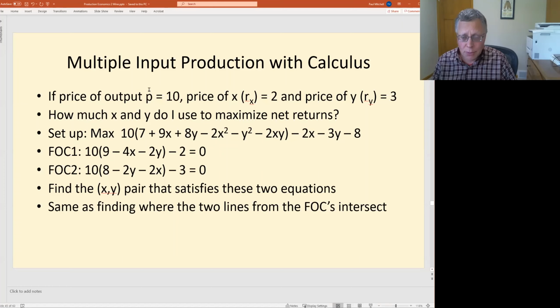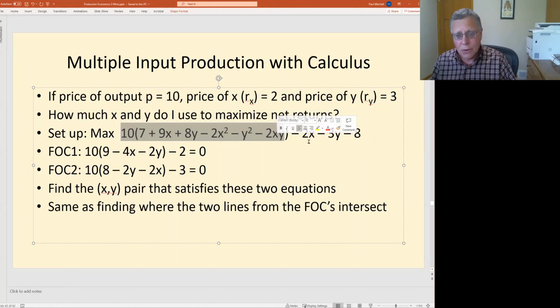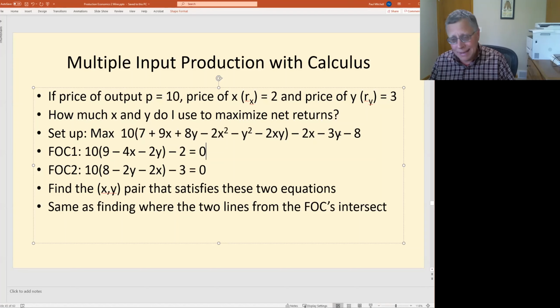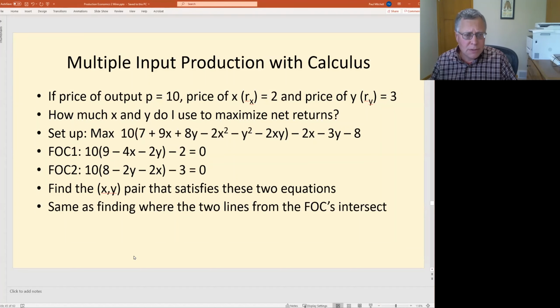We're going to have a production function. I've given one here. These are all simple integers for your coefficients to make the math a little easier. But price is 10 times the production function. That's the part in parentheses. Then the cost of X is 2 times however much X you buy. Price of Y is 3, so minus 3Y is the cost of Y, and then 8 is our fixed cost. So our first derivative, we've gone through this already, is going to be the price 10 times that derivative of the part in the middle of the parentheses there, the production function.